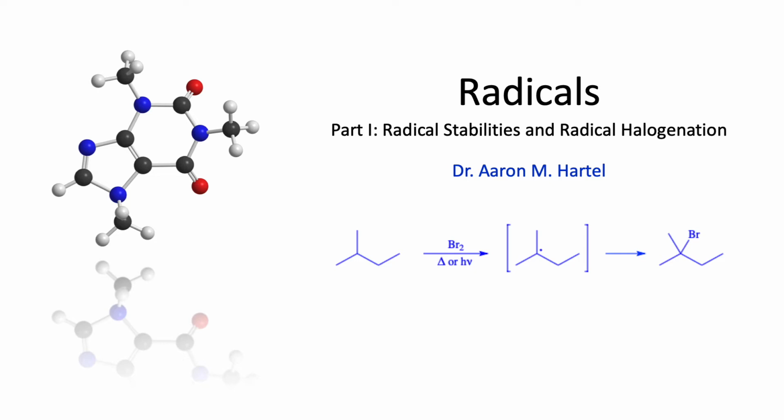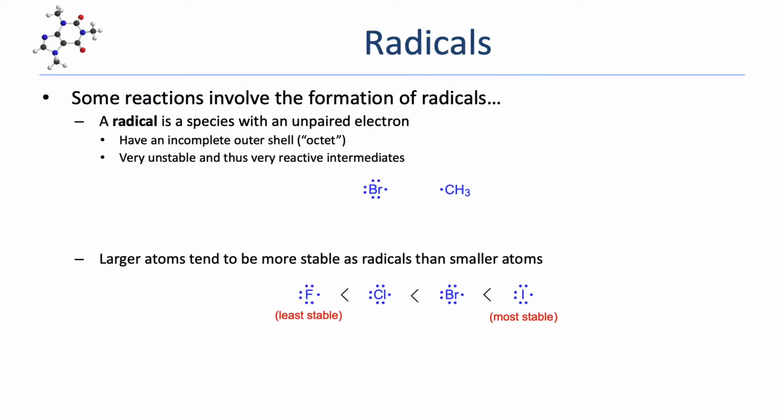In this lesson, we're going to explore radicals, focusing on radical stabilities and the radical halogenation reaction. As you've likely seen, many organic reactions involve multiple mechanistic steps. Intermediates are the products of one step that then serve as the reactants in a subsequent step. You've likely seen carbocations serve as intermediates in other mechanisms.